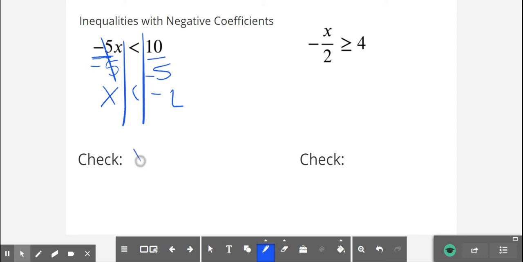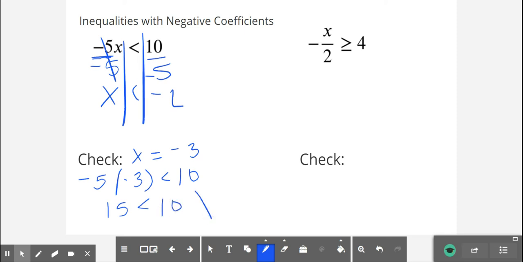To check this, we would choose a number that is less than negative 2, like negative 3. So if I replace x from the original inequality with negative 3, I get 15 is less than 10. This is false. This shows us that solving this inequality, we can't use the same steps as we have been.